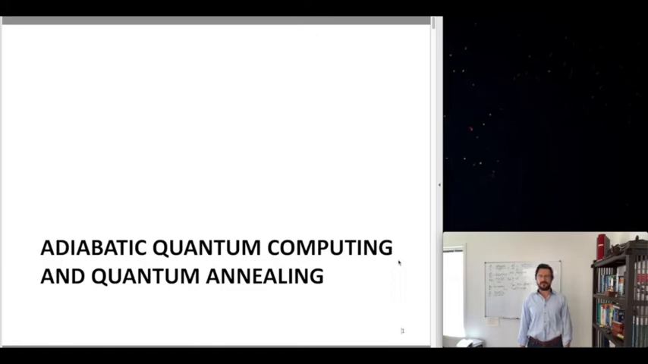Quantum computing, which is also our last lecture. Unfortunately, that time went by quickly. So what we will talk about today is adiabatic quantum computing and quantum annealing, which is a different architecture of quantum computers than the one that we learned about before, namely gate model quantum computers.